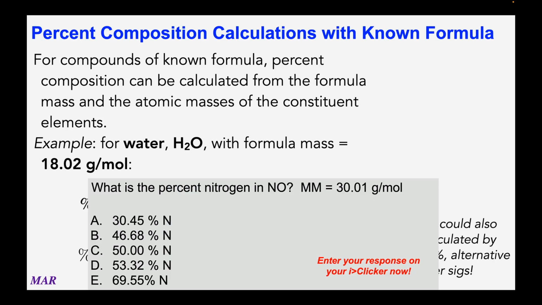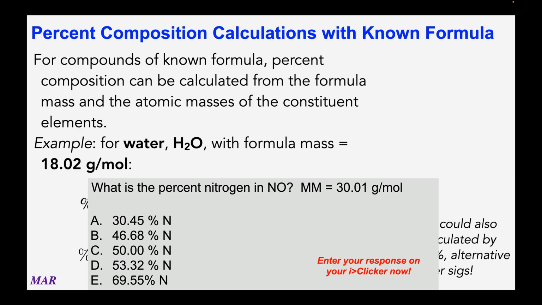What's the percent nitrogen in nitrogen monoxide? Now, the molar mass of nitrogen monoxide is 30.01 grams per mole. That's a nitrogen plus an oxygen to get that number. So percent nitrogen, we would take the grams of N in NO. There's 1 N, nitrogen on the periodic table, 14.01 grams per mole. We'd put that in the numerator. In the denominator, you'd put the molar mass, 30.01.